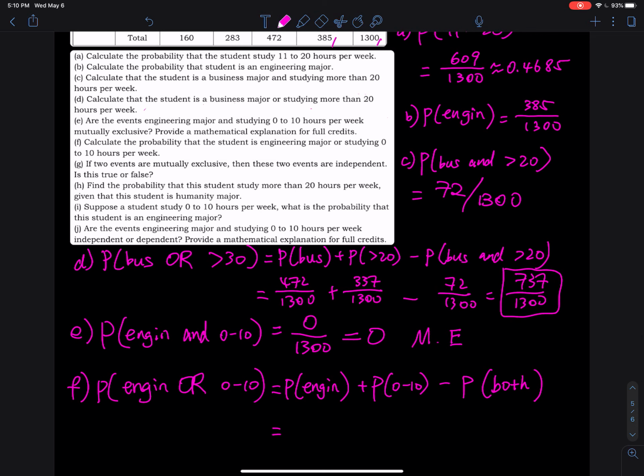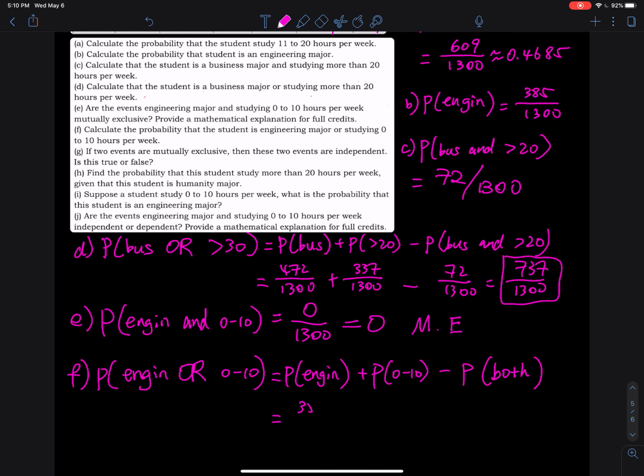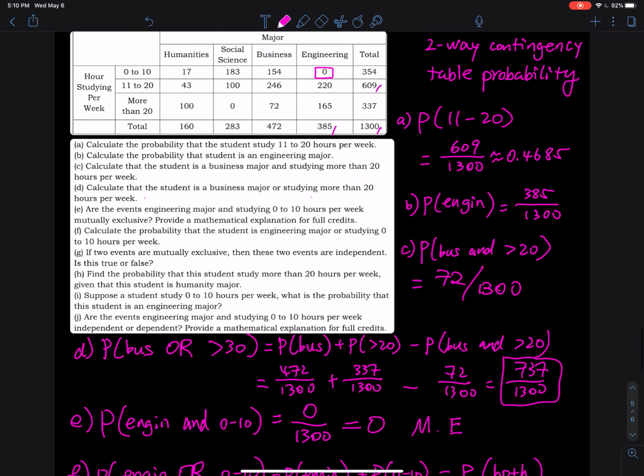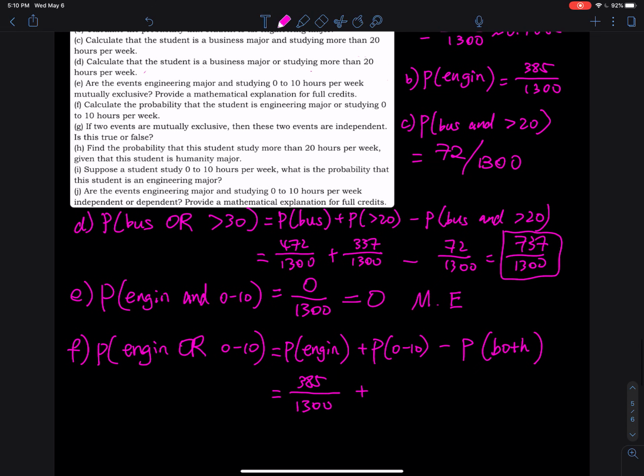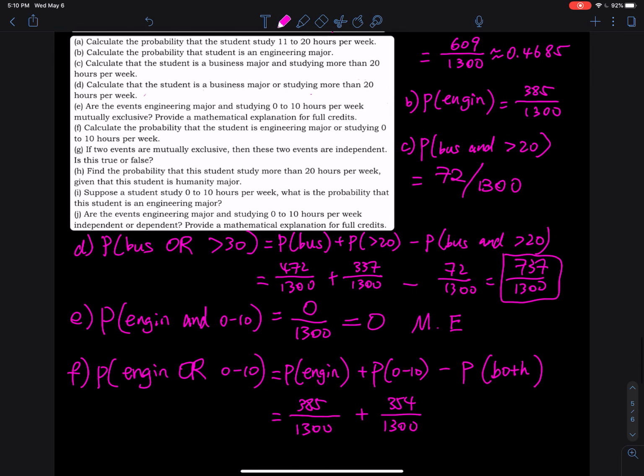So how many engineering major do we have? We have 385 divided by the grand total. And then 0 to 10, how many 0 to 10? We have 354 divided by the grand total. And then what about the joint frequency? Engineering and 0 to 10, this is a 0, right? So then we have to subtract 0 divided by 1300.